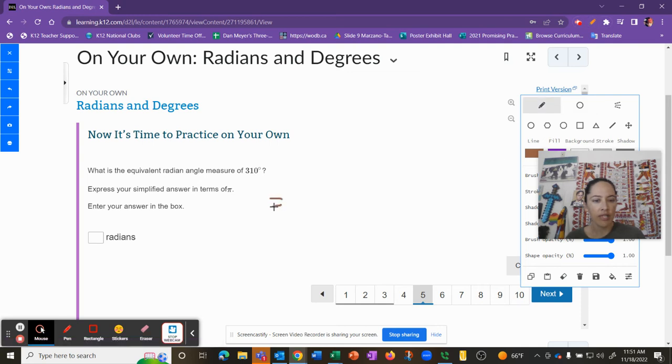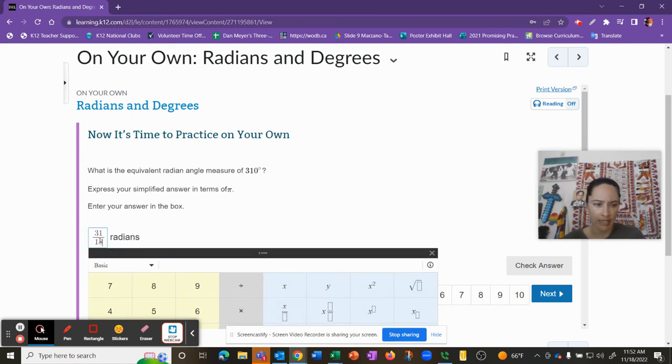If I have 310, would it make sense to multiply by pi over 180? Let's try it. In terms of pi, so 310 divided by 180. Okay, so they don't want us to do that. So 31 over 18 pi. I wrote it as a fraction, basically. I put this over 1. I could be wrong.